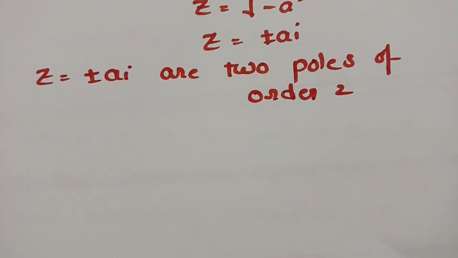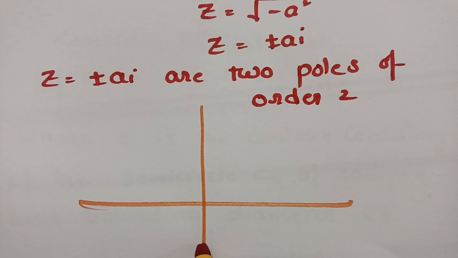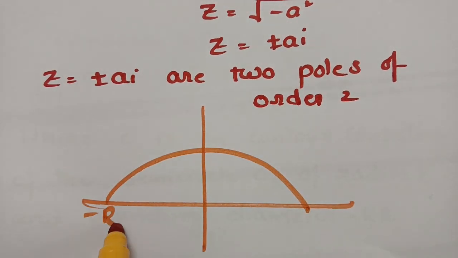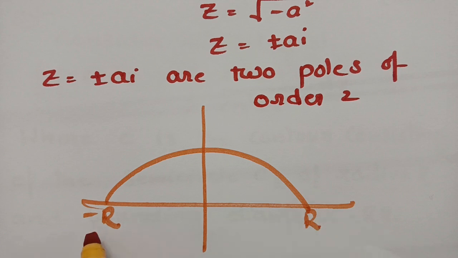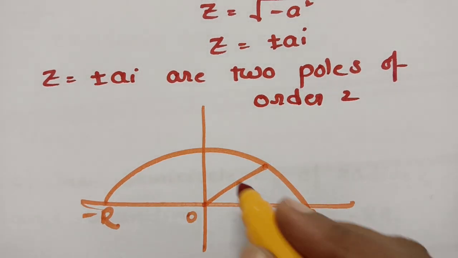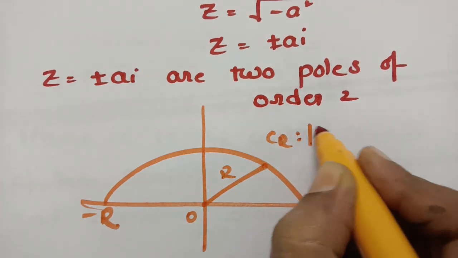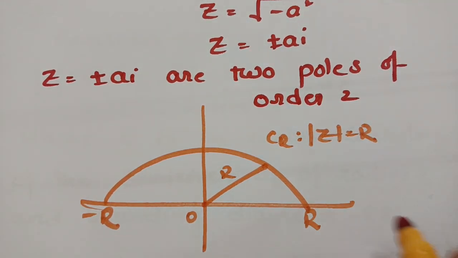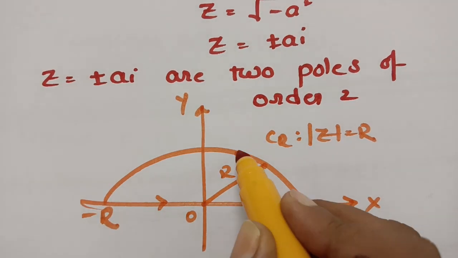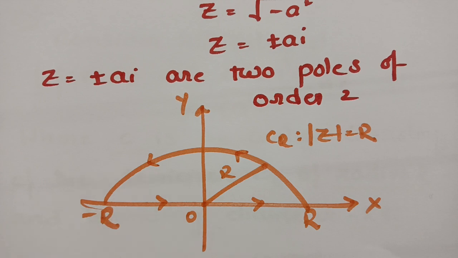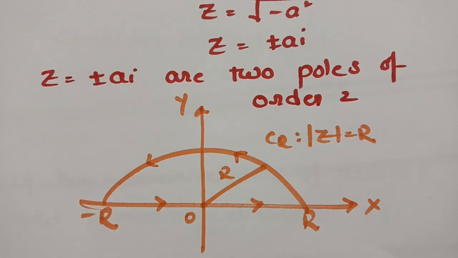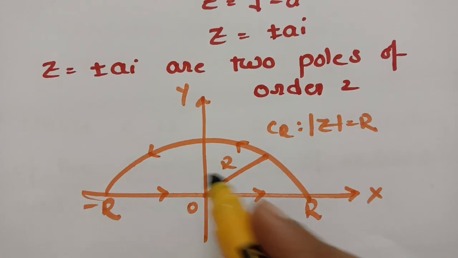Now we have to check whether these poles are inside, on, or outside the given contour. This is the contour, with the real axis as the bounding diameter from minus r to plus r, with center 0 and radius r. This is CR, that is mod z equals r. Clear? This is the x-axis and this is the y-axis, this is 0. The journey here is along the real axis from minus r to plus r, and then through the bounding line, that is CR, mod z equals r. So in between, see here, this is plus ai.